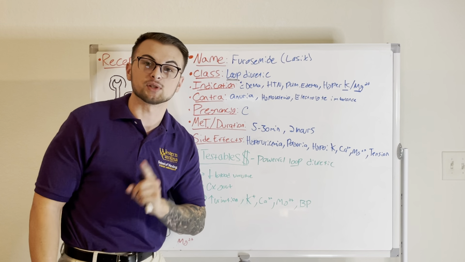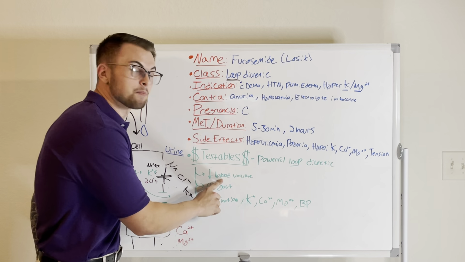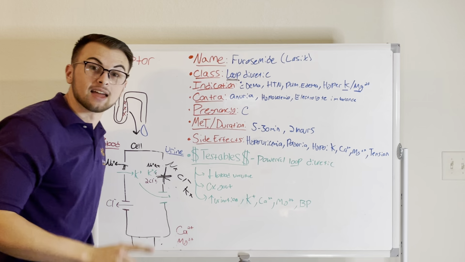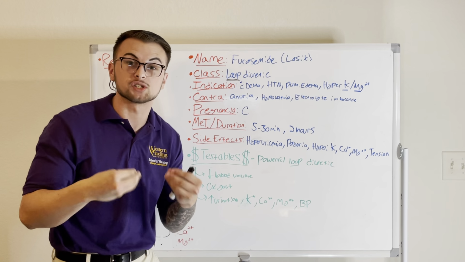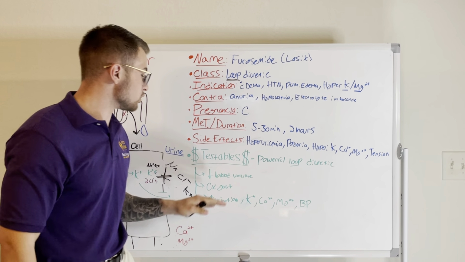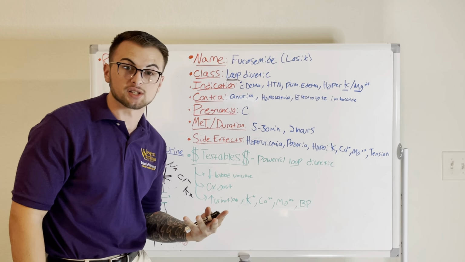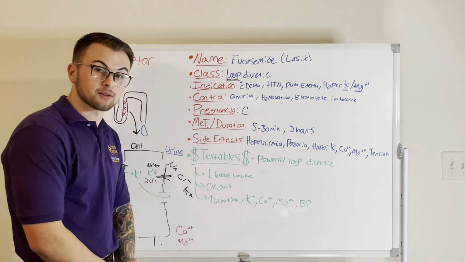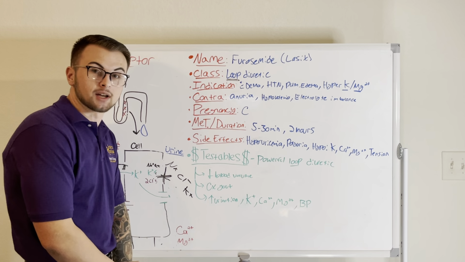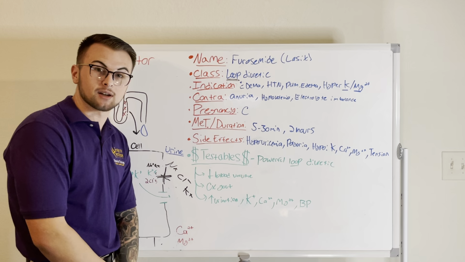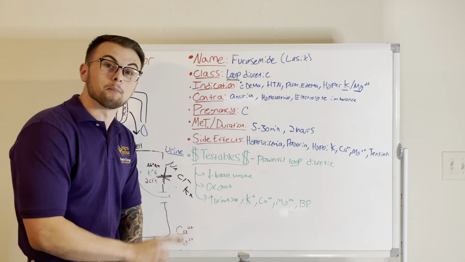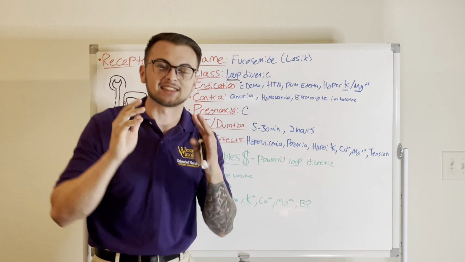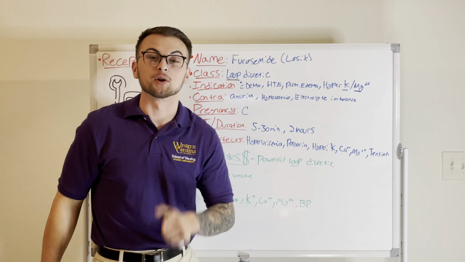Some commonly tested material about this drug is that it is a powerful loop diuretic. It will decrease our patient's blood volume. You should use caution when giving to gout patients, and it will likely result in frequent urination, hypokalemia, hypocalcemia, hypomagnesemia, and hypotension.